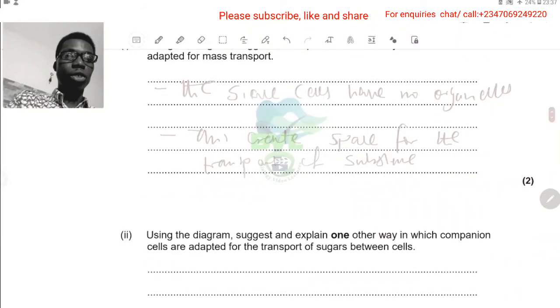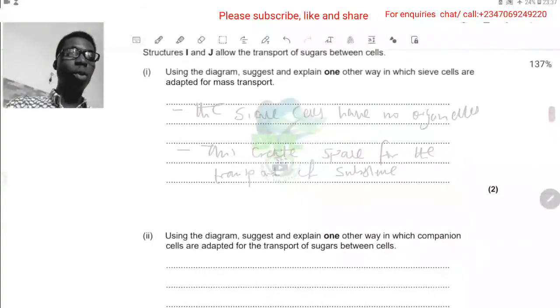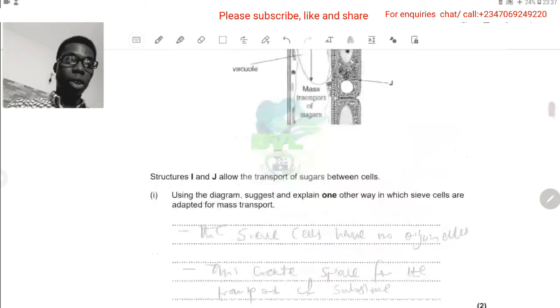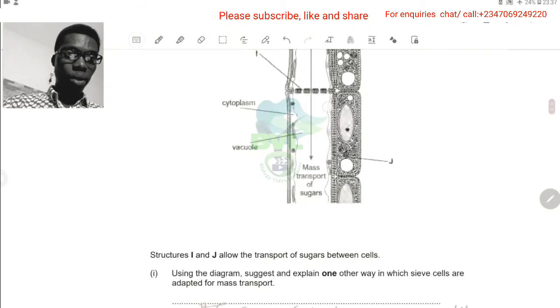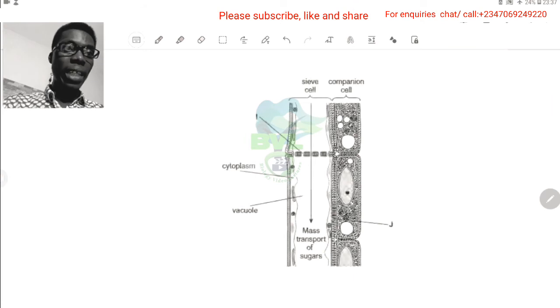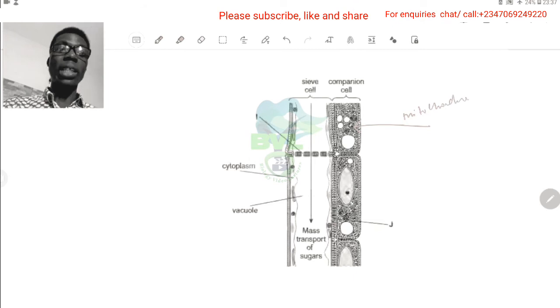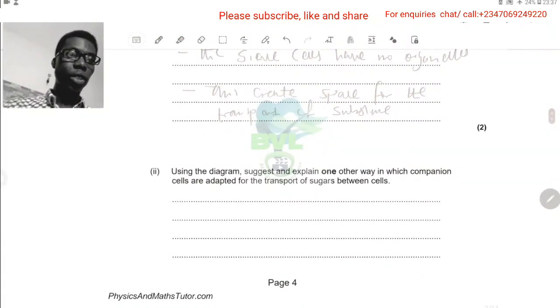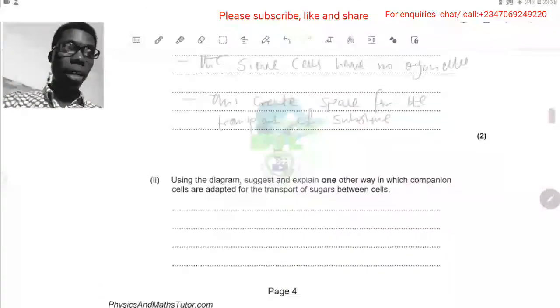Using the diagram, suggest and explain one other way in which companion cells are adapted for the transport of sugar between cells. Okay, well, the thing is, one other way. Well, I'm very sure of the fact that these companion cells have mitochondria, which provides energy for the movement of sugar. Let me put that way. So you can say, okay, 2 marks.